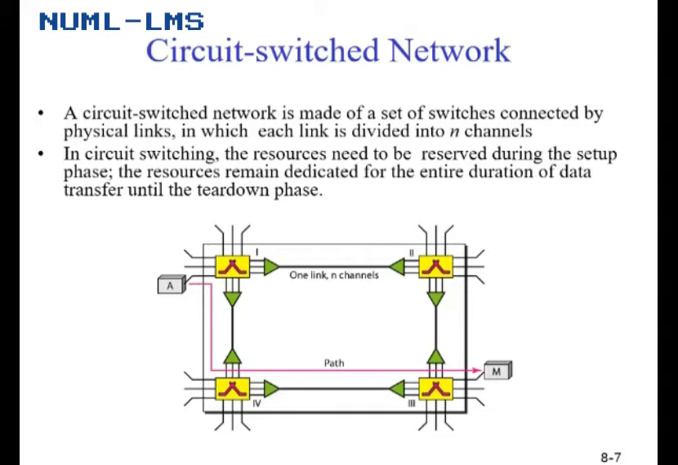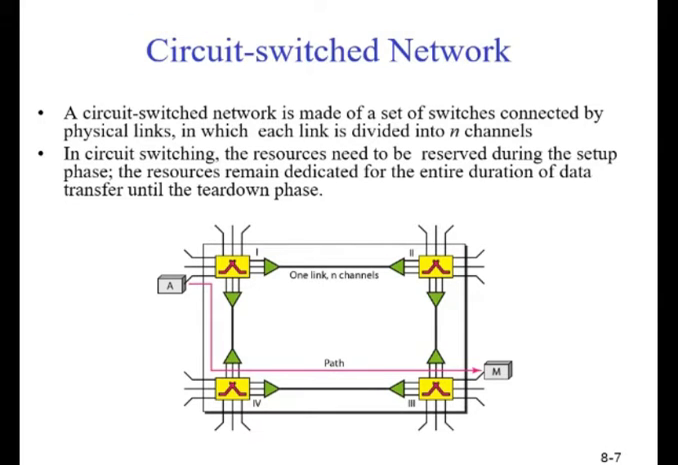In the previous part we discussed the basics of circuit switching and we mapped the switching layers over TCP/IP. Okay, let's talk about circuit switch networks. A circuit switch network consists of a set of switches connected by physical links.